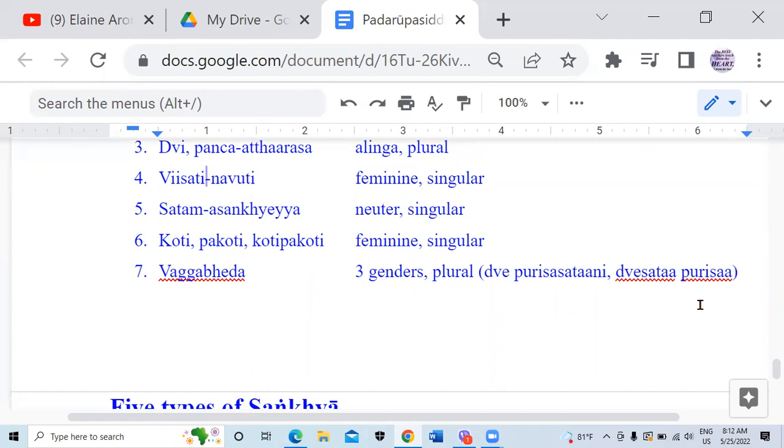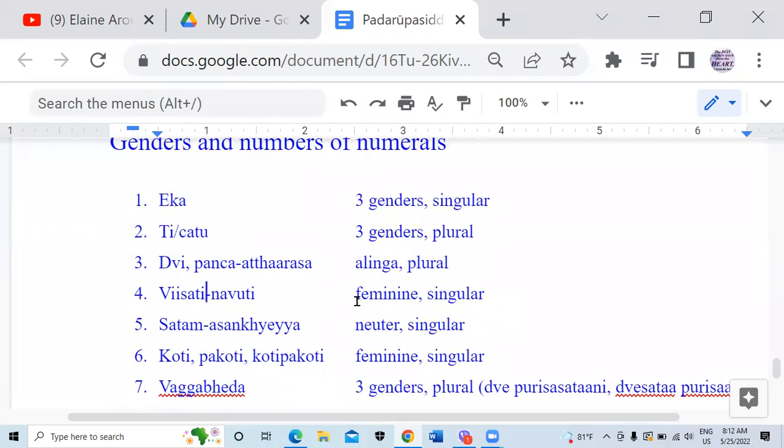For example, here, Dwi Sata 80 yo, Dwi Satani, Kulani, or Jidani, like this. So, for example, what you have there, the Dwi is masculine because of the Purisa? No. Although Dwi is written together with the word Purisa, Dwi is always Alinga here. Because Pata Dwi modifying Purisa or 80 or Chaitan, they are declining in the same way. That's why they are called Alinga.